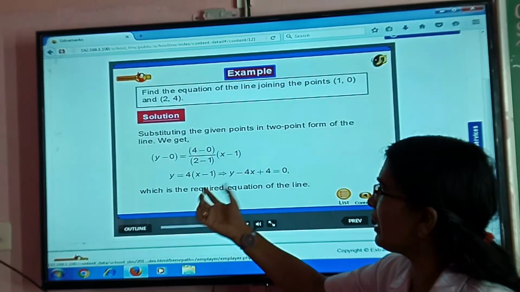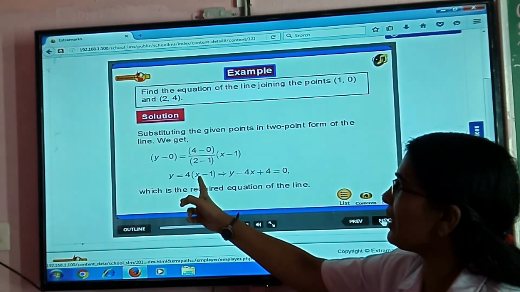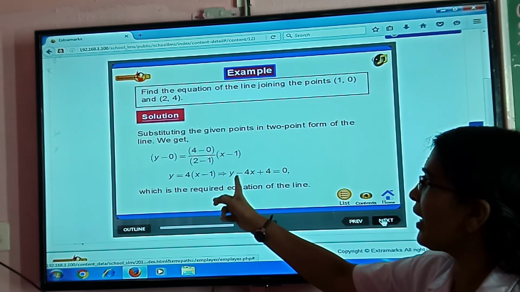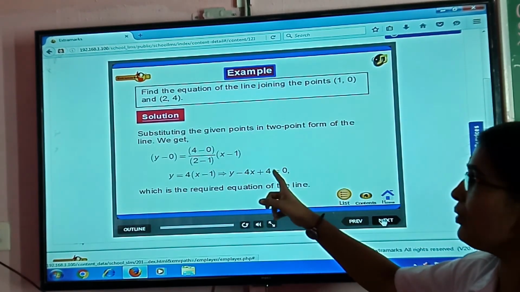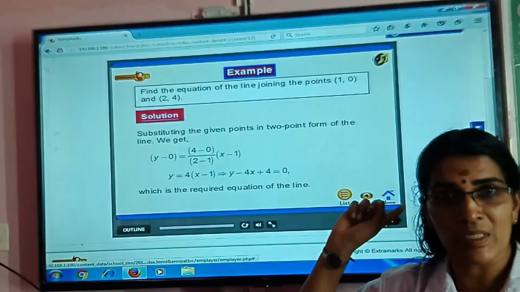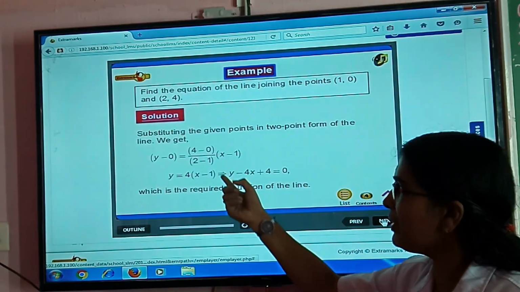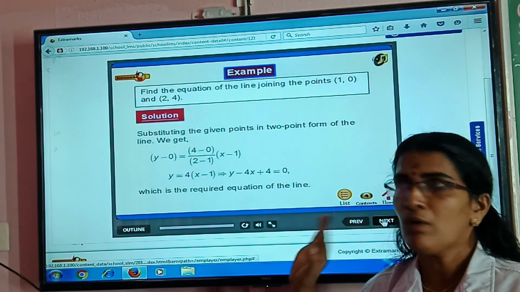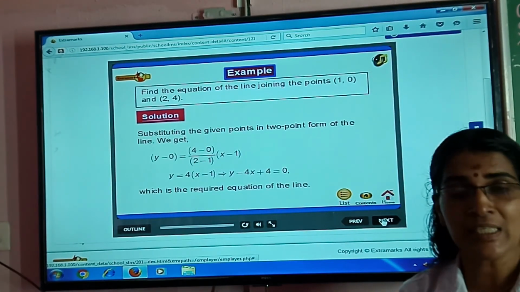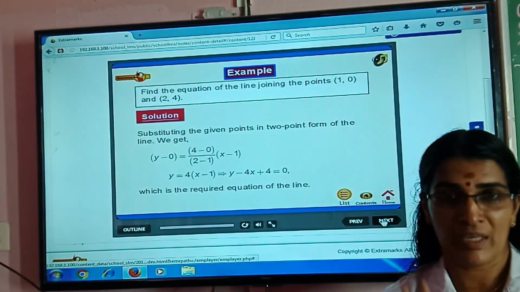What is the result we have? y is equal to 4 into (x minus 1), which gives y minus 4x plus 4 is equal to 0, the required equation. I told you (x, y) is an arbitrary point. That means the equation will be in terms of x and y. Is it clear, children? Now we have discussed 3 types of forms of equation today.